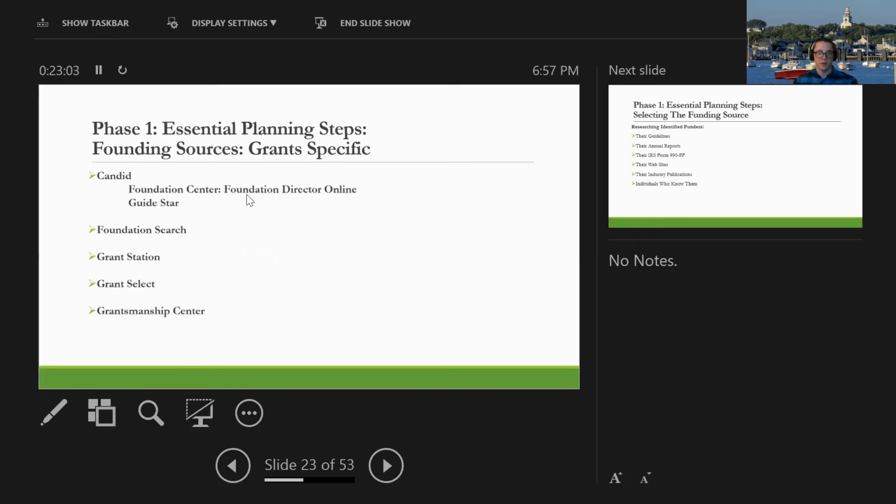And that is essentially a database of grantors. And what we mean by grantors: federal agencies, private foundations that give through grant making. And so you can access this free. It's going to be very limited free. You're only really going to be able to access the organization's profile and their 990.